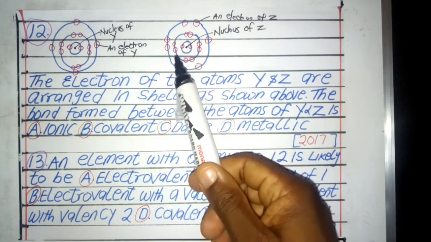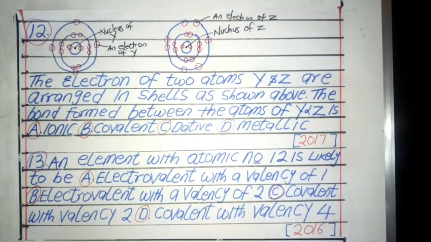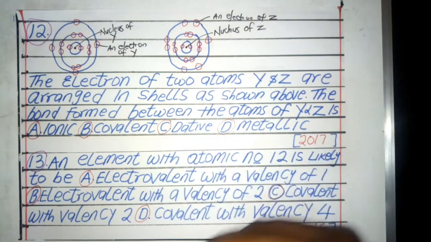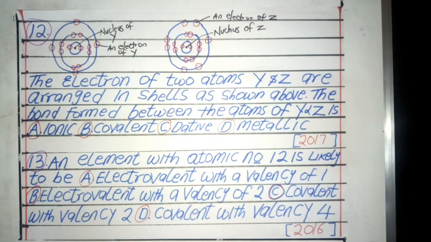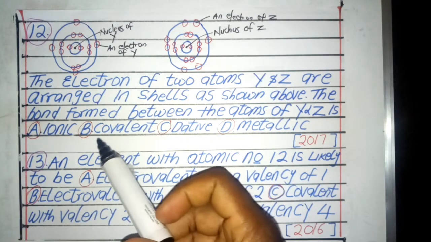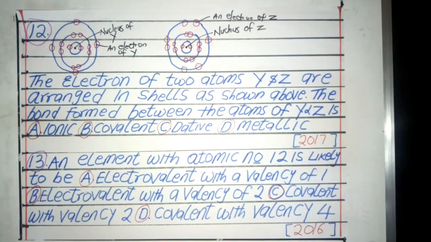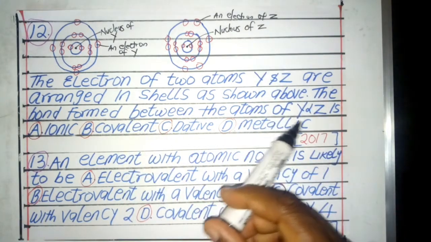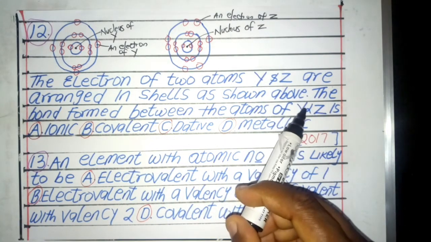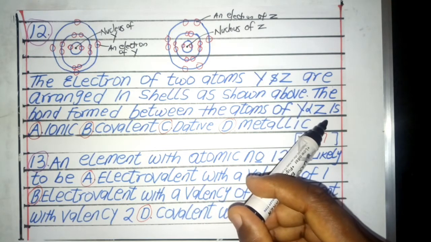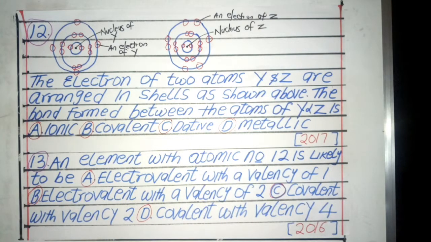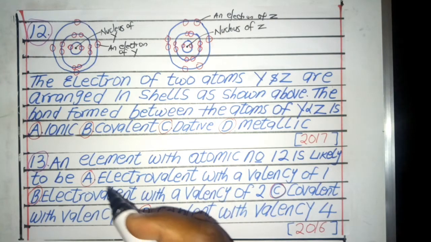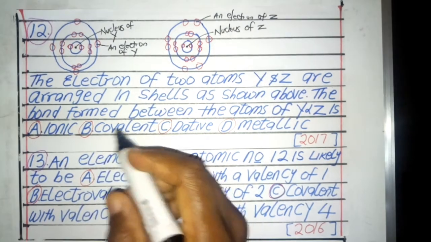Silicon and chlorine. They are both non-metals. They are on the right side of the periodic table. And the electronegativity difference is low. And so the bond that they can form is covalent bond. So the bond formed between the atoms of Y and Z, that is silicon and chlorine, is B, covalent.